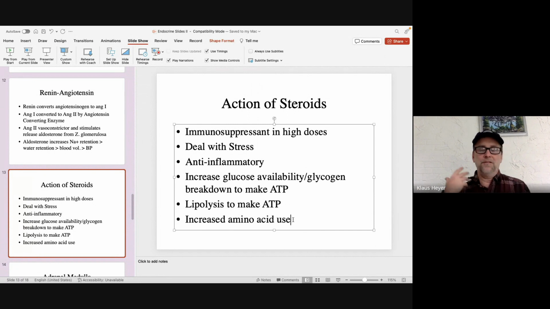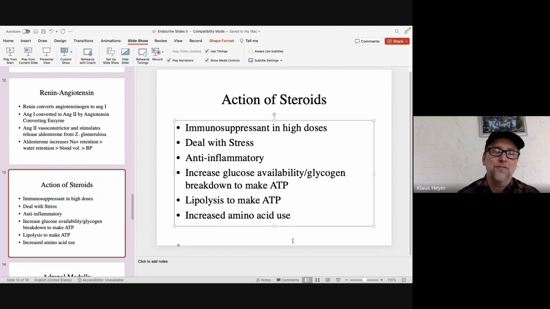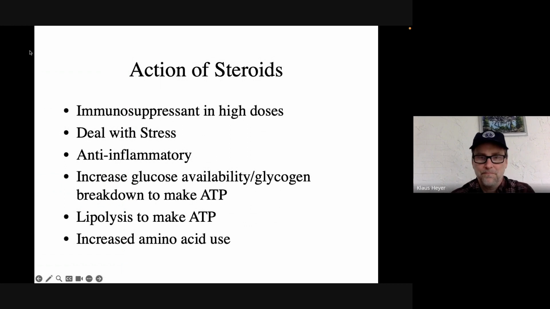And then the energy is ATP coming from your carbohydrates. That's the breaking down glycogen, and coming from fats, breaking down lipids. And so those are the 6 functions of steroids. And if I ask you to write it, I'll just ask you to list it. And that would be good enough.